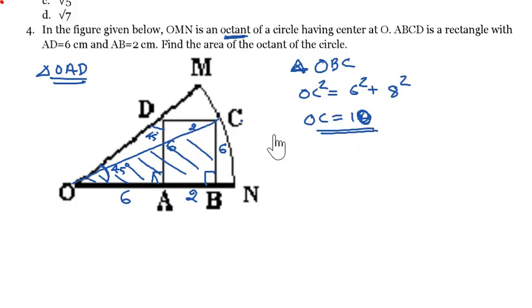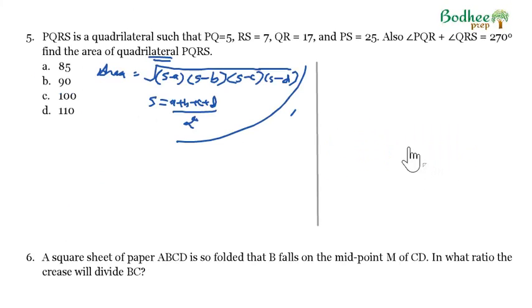Fine. It has been asked to find the area of the octant. So the area of the octant will be 1/8 part of pi into 10 square, which comes out to be 39.25. So this is the right answer. Let me go with the normal method, and then we will figure out whether it is cyclic or not, because there is another question in which it's a cyclic quadrilateral. Anyway, so let me draw this figure.